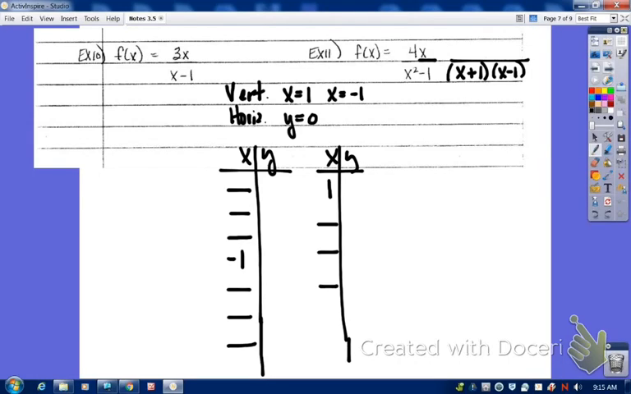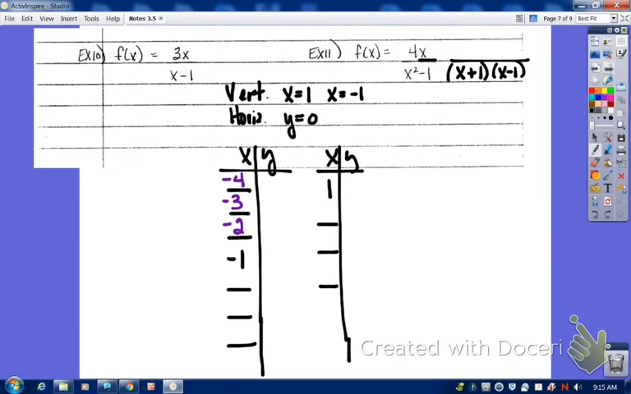So you're going to have a left piece. That piece will be to the left of negative 1. You'll have a middle piece of your graph. That will be between negative 1 and positive 1. And then you'll have a right-hand piece. Those will be the numbers that are greater than 1. So what are the numbers to the left of negative 1 that we can choose? Negative 2, negative 3, negative 4.